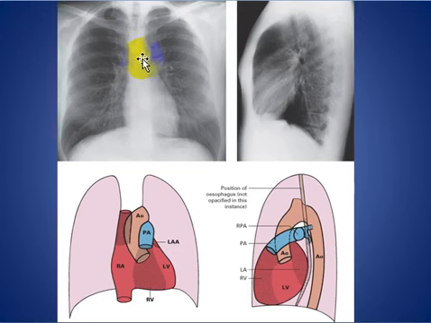Here, this is a normal patient with a normal chest X-ray, and we see here this is the aortic knuckle, and this is the pulmonary artery. And here, this is the region of the left atrial appendage as we see here.